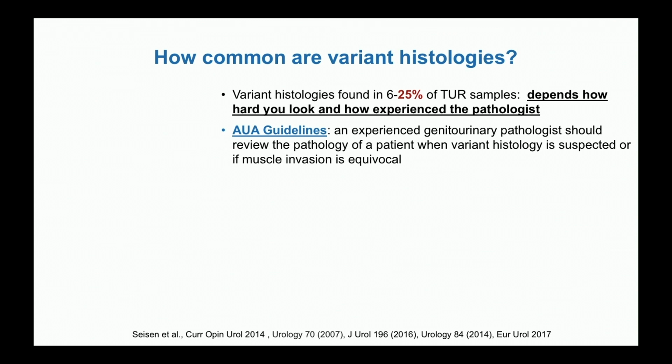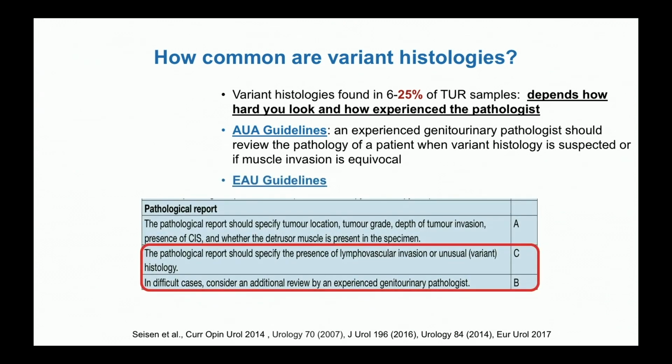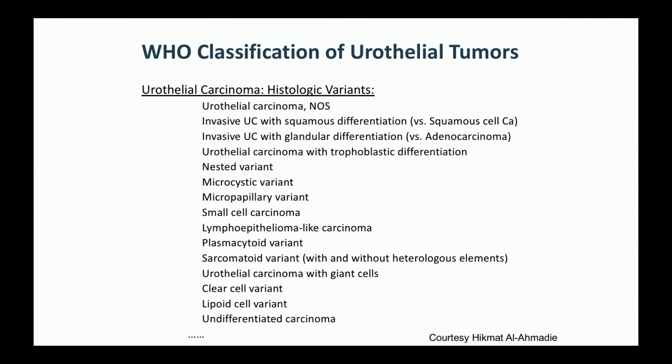And in fact, the AUA guidelines speak very specifically to this. I did sit on the muscle invasive guidelines panel, and we felt very strongly that in the case of variant histology, you should have a GU pathologist review it to make sure that that's exactly what we're looking at. And you always want to identify the percent of variant histology because it could make a difference, and the EAU guidelines speak to this in a similar fashion.